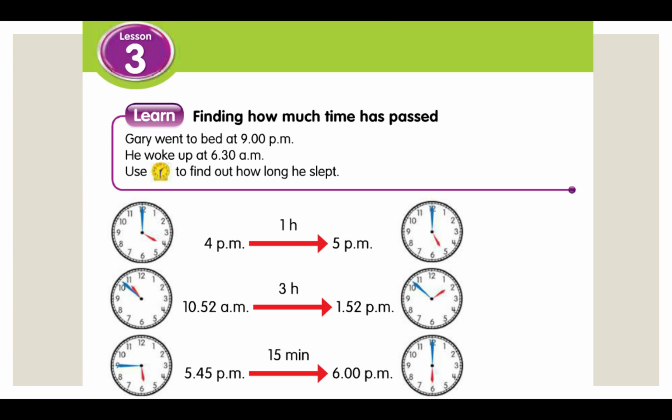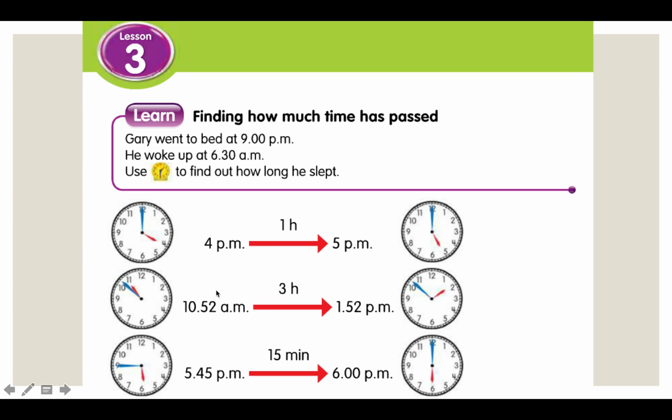So for example, if I were to give you, maybe Susan started bathing at 4 p.m. When she came out of the toilet, she saw the clock and it was 5 p.m. How long did she bathe for? 1 hour. It is very clear because after 4 p.m., you go 60 minutes and it becomes 5 p.m.